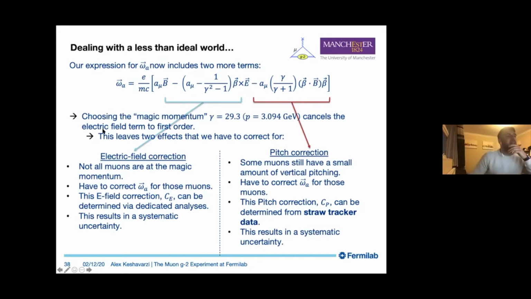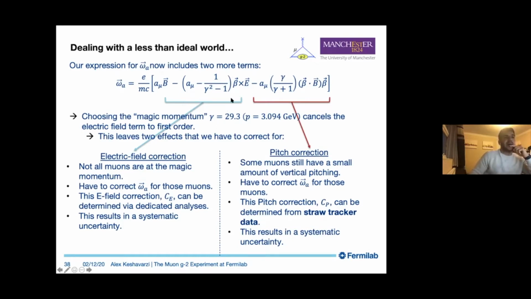Now that changes our expression for the spin precession frequency, because we're now dependent on the electric field. And so for this term, the electric field here, we can choose the magic momentum. So we can choose gamma equals 29.3. And that means that this term cancels this a_mu term, and to first order this electric field correction goes. Okay, so we lose this term to first order. But not all the muons are at the magic momentum that we want. And so we have to apply a correction here called the electric field correction.